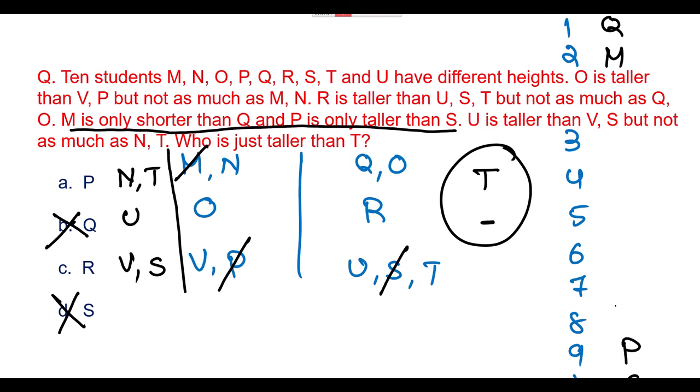Is everything satisfied or not? We have to check. If I put T here, listen, this is the optional verification I'm doing. If I put T here, this condition will not satisfy: U is shorter than N and T. It will not satisfy, right? So we can go for R directly.